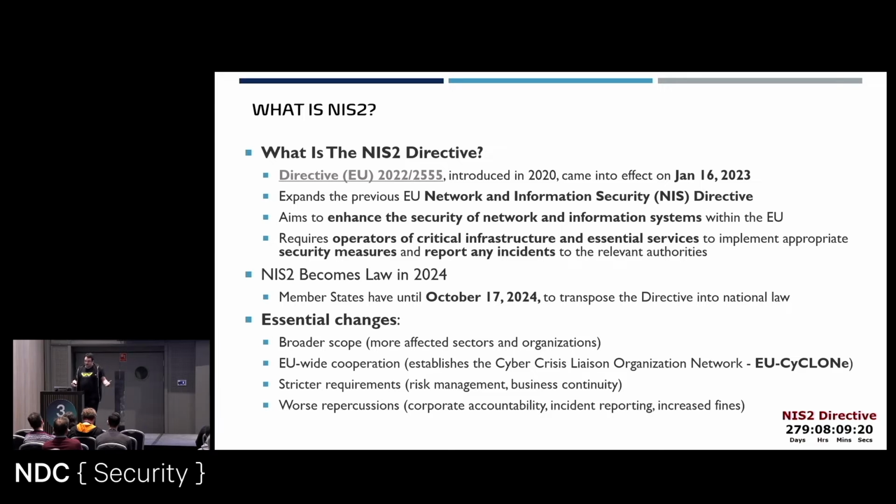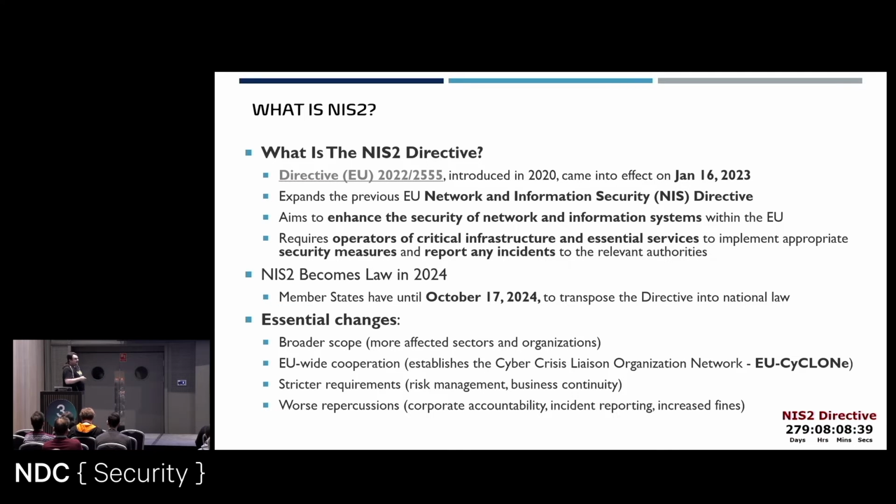And like I mentioned, there are some changes from NIS. One, they broadened the scope. So now there are more sectors, more organizations that are affected. Two, they established EU-CyCLONe, which is the Cyber Crisis Liaison Organization Network, which is the body that ensures communication between member states on any sort of incidents and reports, and looks at how these new measures actually help and tries to see whether some other changes might be needed in the future.